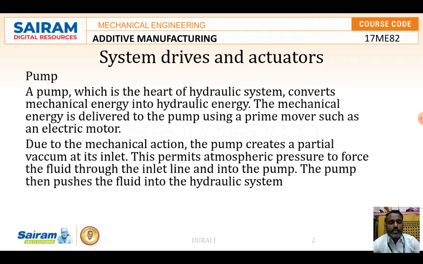Before going to see the actuators, first we have to know what a pump is and what an accumulator is. If you know those things, then only can you easily understand the actuator. The pump is a device which transfers fluid from a low head to a high head. For that purpose it is used. Also, one more way you can define the pump: a pump is a device which converts mechanical energy into hydraulic energy.